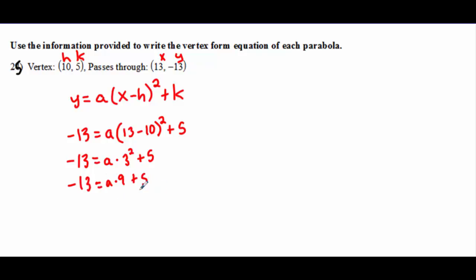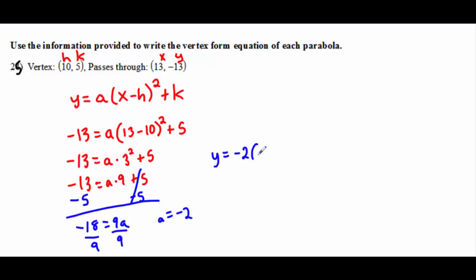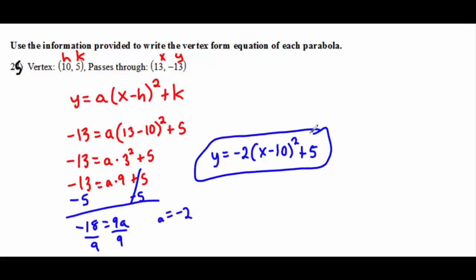Now, what some people do here is they say 9 plus 5 is 14 and divide by 14, and that is wrong on so many levels. A times 9, those are connected by multiplication. You need to subtract the 5 over to the other side before you try to divide by 9, because this is really like 9a, and we always divide last when we're solving equations. So a is negative 2. I'm going to write that back in my equation with my vertex, but with the x and the y as x and y, and this is my answer. So this has been the second half of our Chapter 2 review.